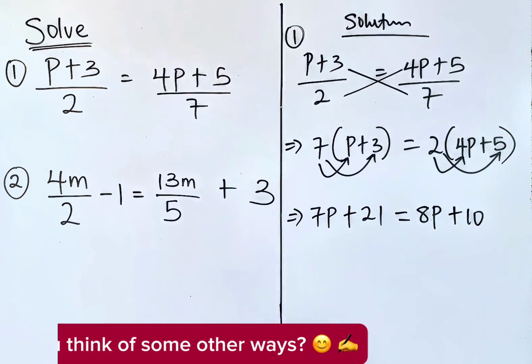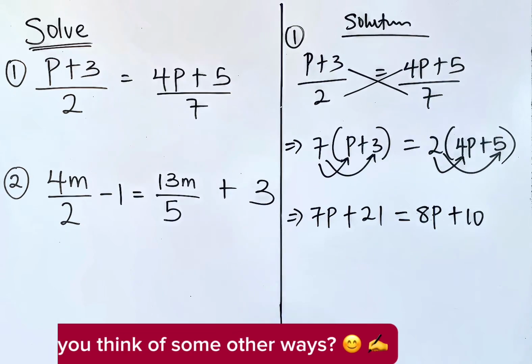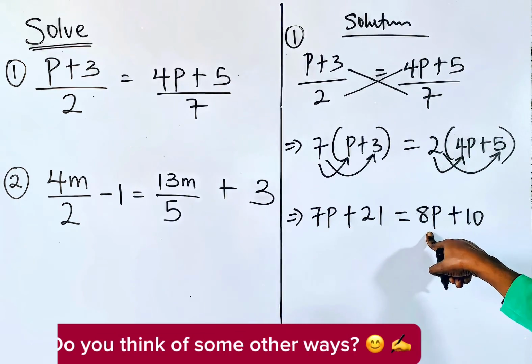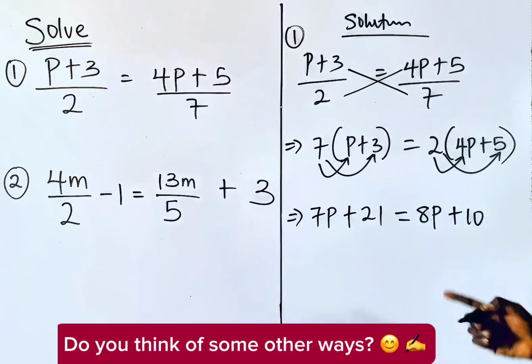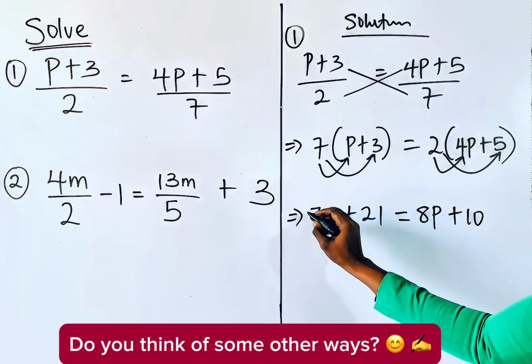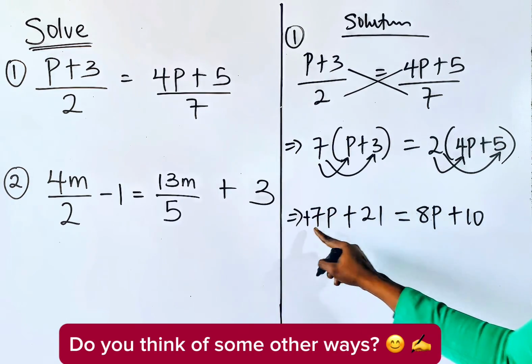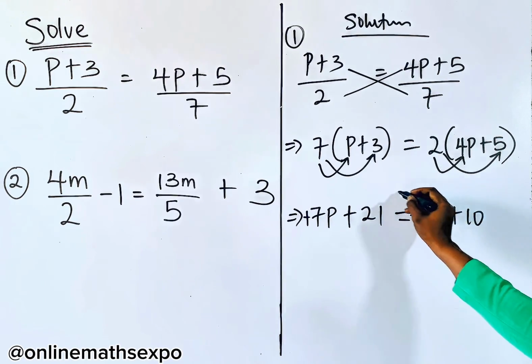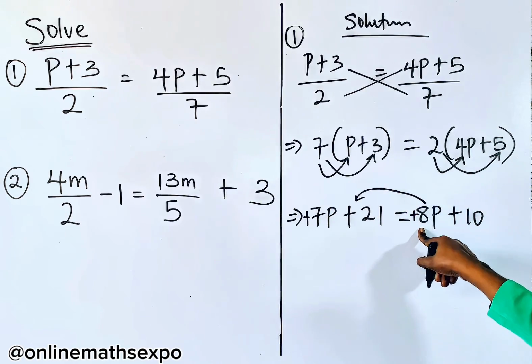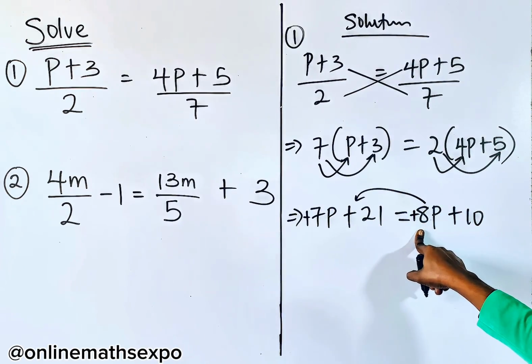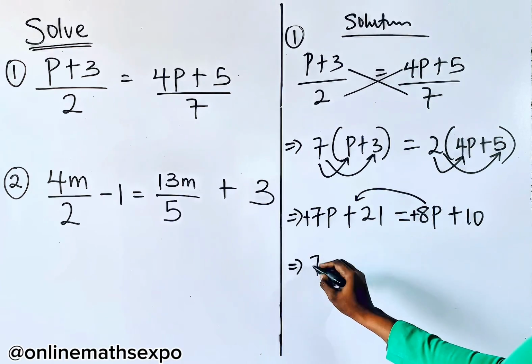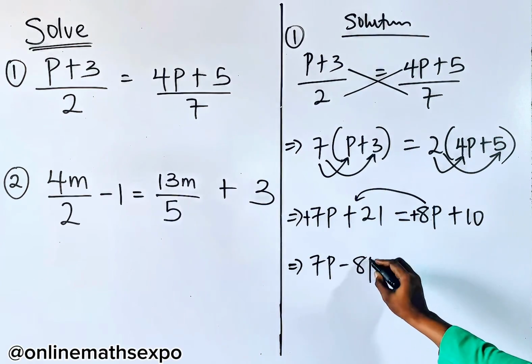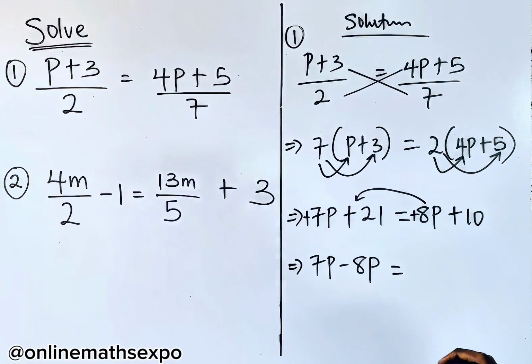Now remember, collect like terms, okay? 7p and 8p are like terms, 21 and 10 are like terms. Remember, I told you the sign this carries is positive. This one is also carrying positive. So we are going to take this 8p to the left side, and because it's positive, subtract. So we're going to have 7p minus 8p is equal to 10, okay?